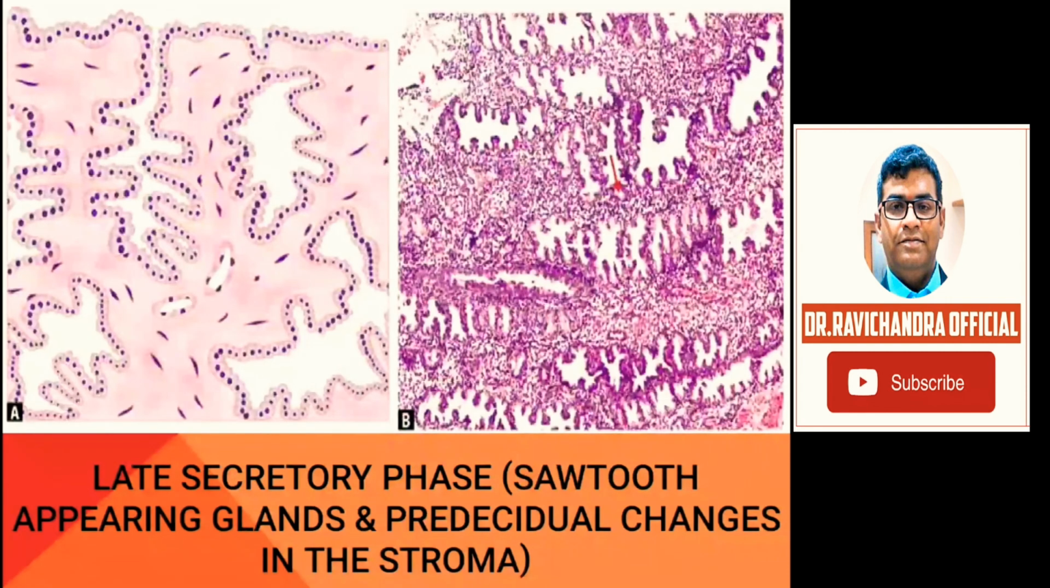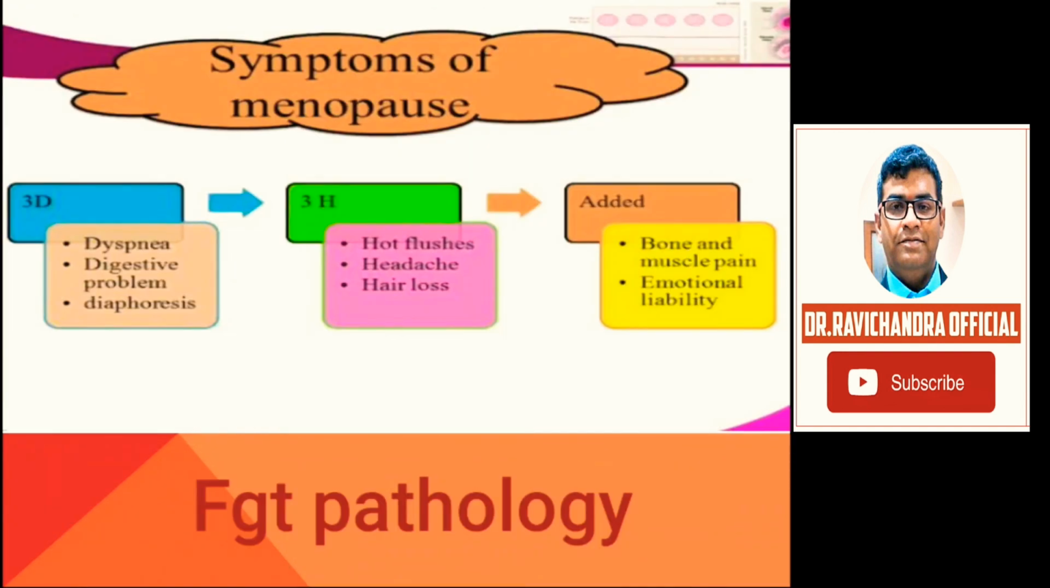And this picture shows late secretory phase consisting of sawtooth appearing glands and predecidual changes seen within the stroma. Now coming to symptoms of menopause: dyspnea, digestive problem, diaphoresis, hot flushes, headache, hair loss. Along with this, there will be bone and muscle pain, and there is a very severe emotional lability.